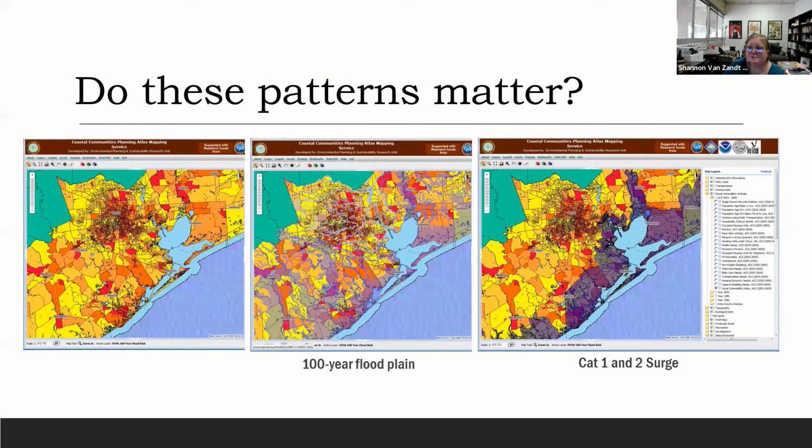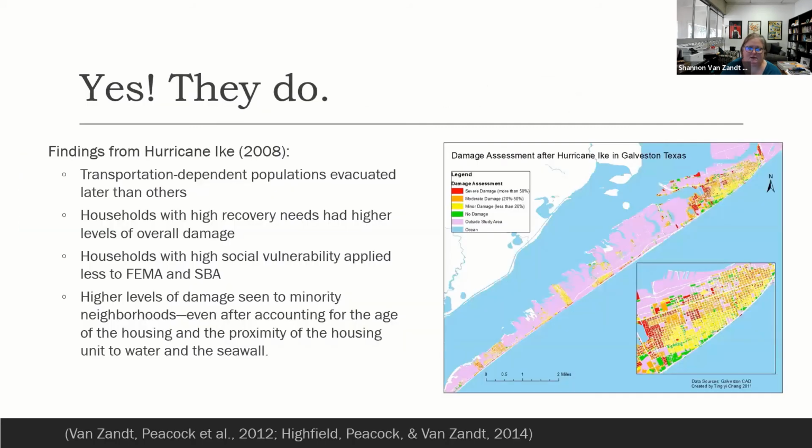So do these patterns matter? The research that I've done with Walt and others shows that yes, it does. We'll get to the next slide, but this shows our approach to looking at social vulnerability. We can layer the 100-year floodplain over it. We can layer the different surge categories over it, seeing how that interacts with the level of vulnerability. It's not a perfect system, but it gives us a good sense of where those vulnerable areas might be.